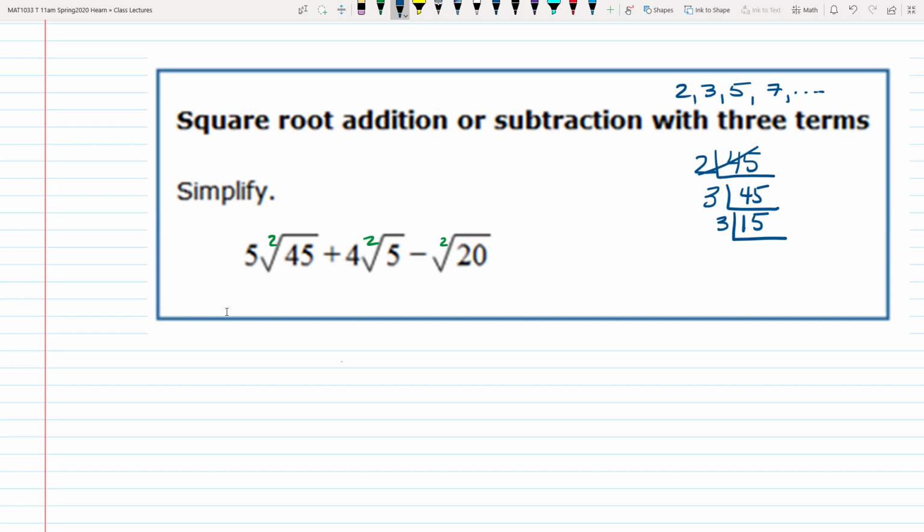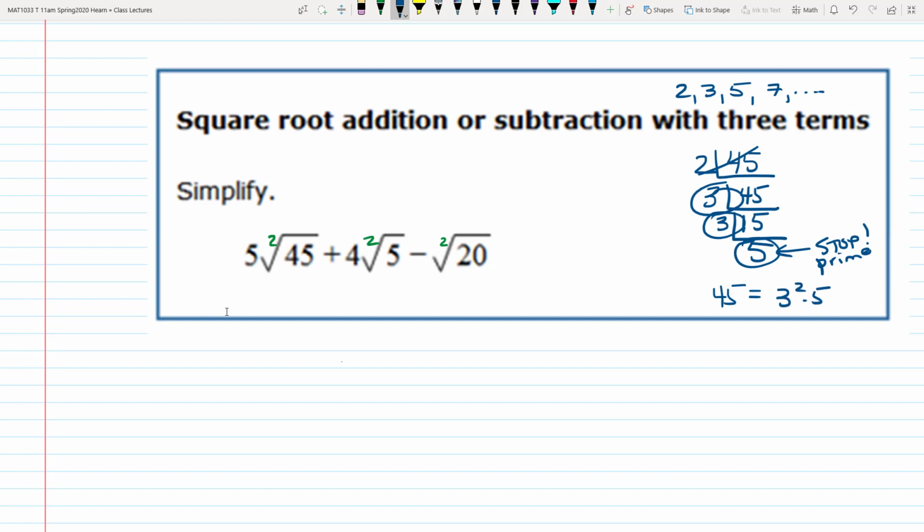Does 3 go into 15? Yes, it goes in 5 times. Oop, I can stop. I reached a prime number. So what that means is that 3 times 3 times 5 is 45. Or in other words, 45 is equal to 3 squared times 5.